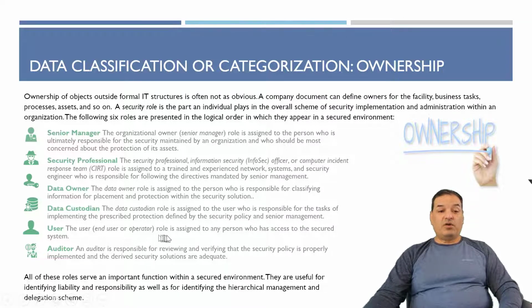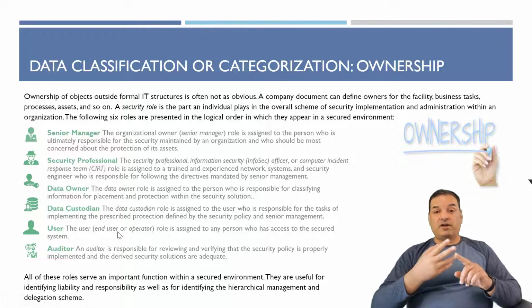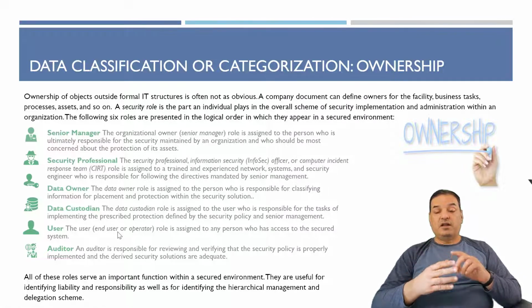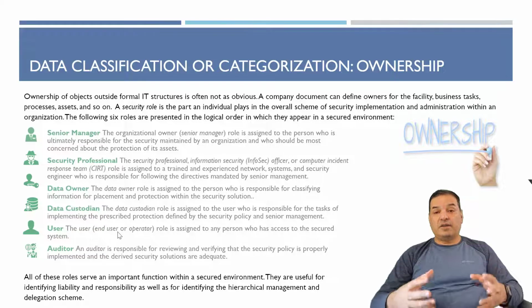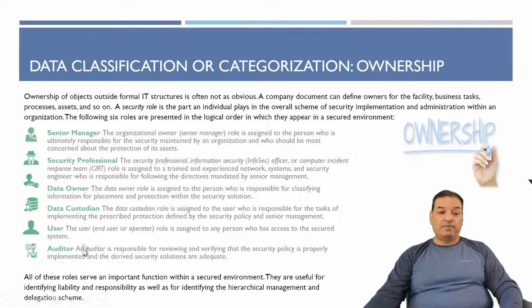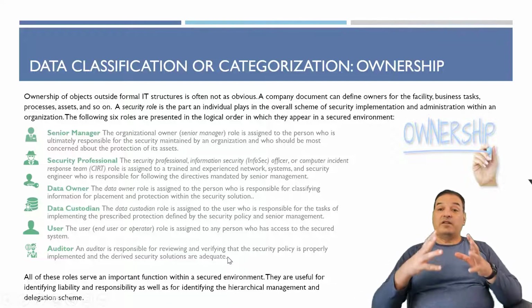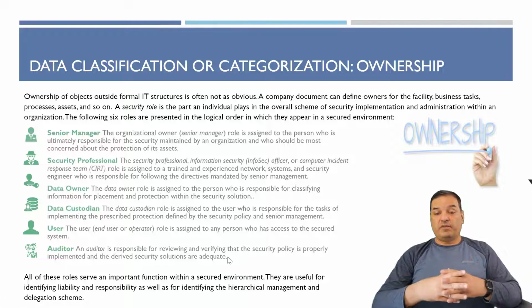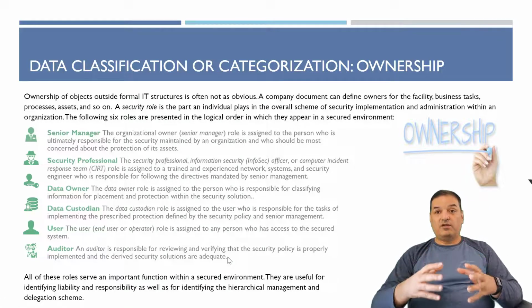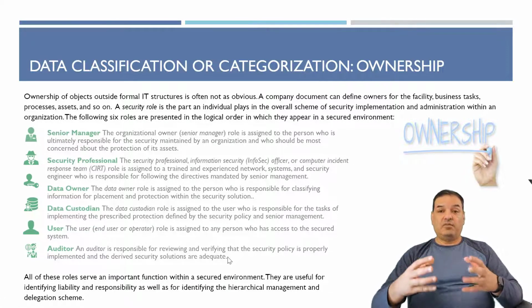User or operator role is assigned to any person who has access to the secure system. These could be your employees, contractors, guests, partners, and consultants who are coming in and accessing the data. Auditor is responsible for reviewing and verifying that the security policy is properly implemented and the derived security solutions are adequate, so that there's no material weakness in the controls you have implemented. Even the best controls need to be monitored to make sure they're functioning in protecting the data.